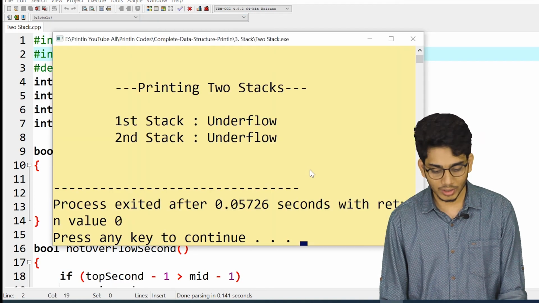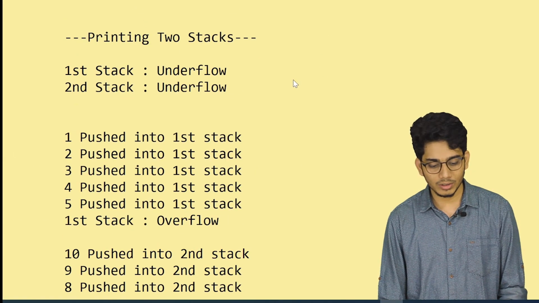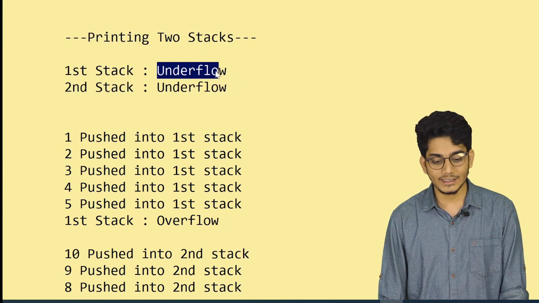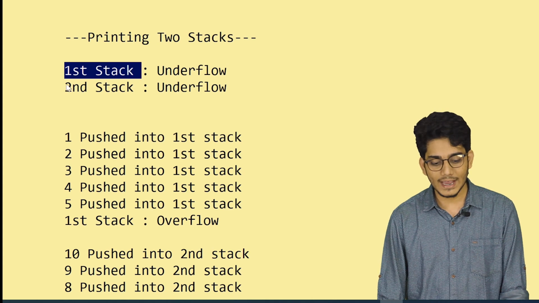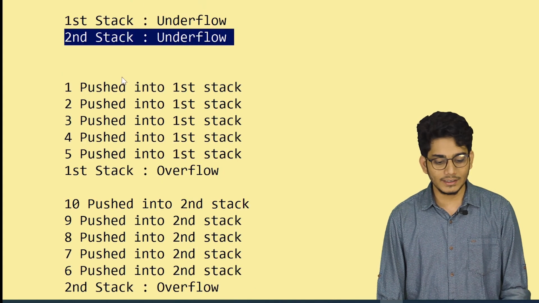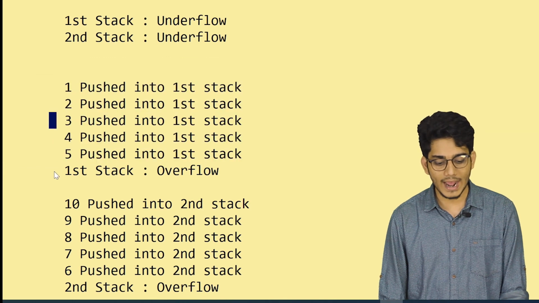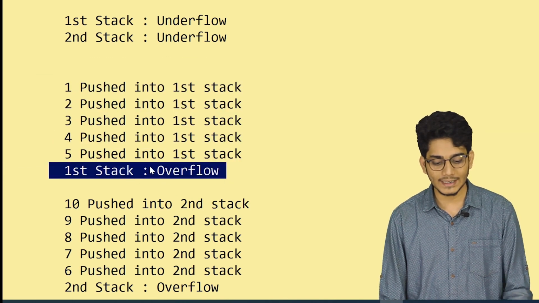So let me compile the code. I have compiled the code. We can see that at first we are printing two stacks. At first we are getting stack underflow for the first stack, stack underflow for the second stack. Then we are pushing 1 into the first stack, 2 into the first stack, 3, 4, 5, and for the 6 we are getting first stack is overflow.